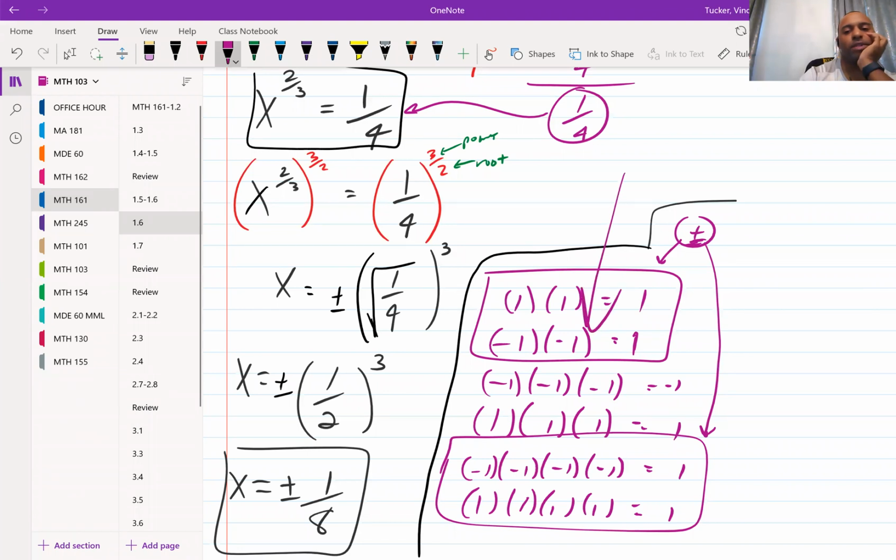You don't need what's over here in the purple. I think somebody asked me something about signs, so I was just doing that.